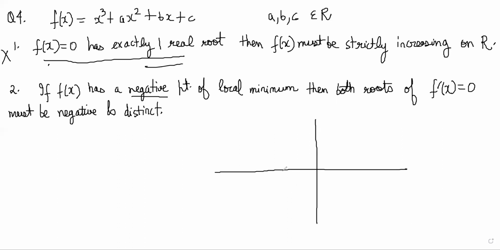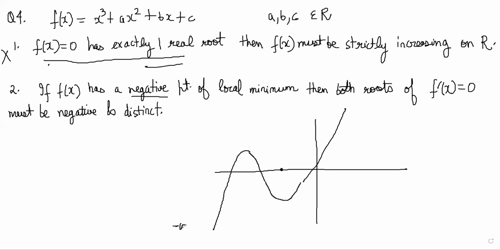So that means somewhere here you'll get a local minimum, right? So it could be a curve like this, local minimum. Then how will you draw the f(x) curve? The f(x) curve eventually has to go to infinity, right? This is a cubic equation. It has to rise up to infinity eventually, right? So the curve could be drawn like this.